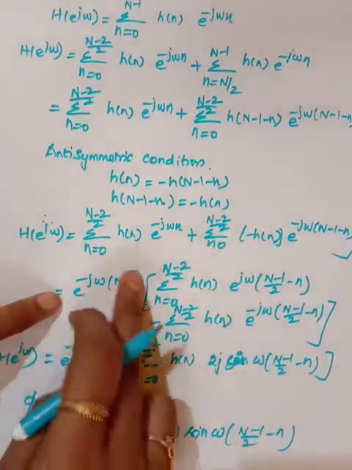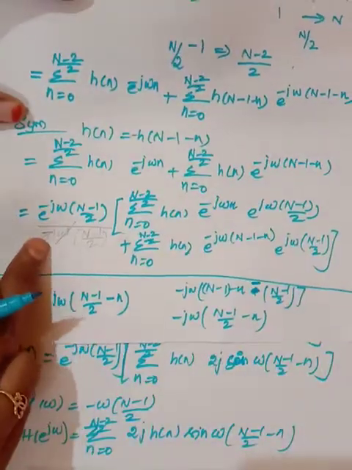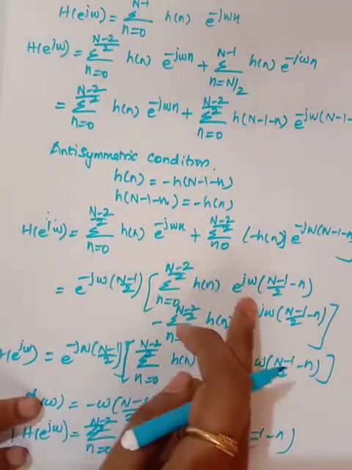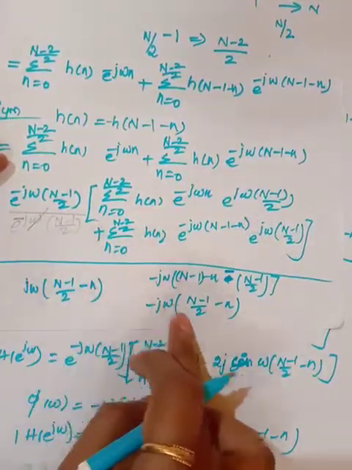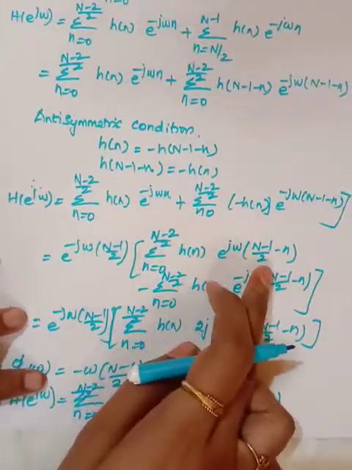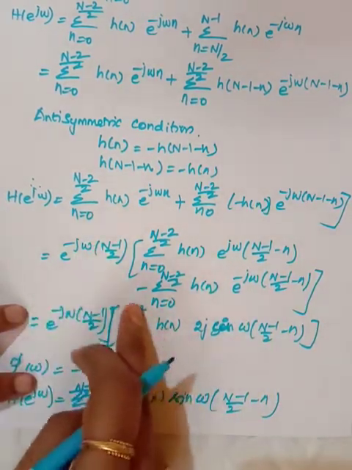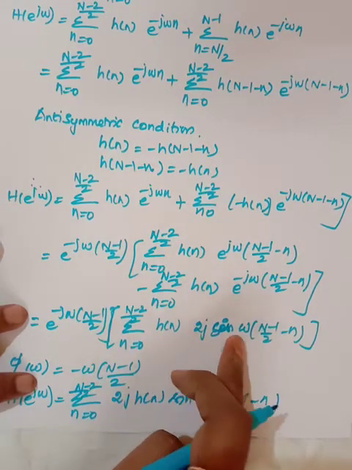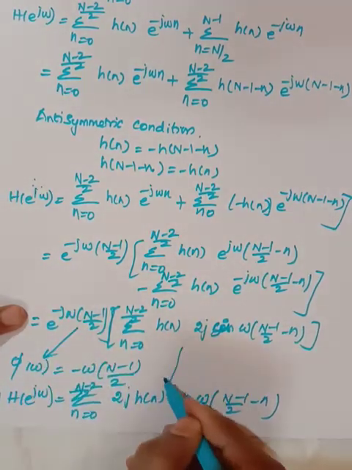I have substituted minus h of n instead of h of n minus 1 minus n. Then in order to face the phase delay, we multiply and divide by e power minus j omega, right? The same concept I did here, and after combining we will get this. So e power j omega n minus 1 by 2 minus n, and this minus summation. Combining these two terms, summation n equal to 0 to n minus 2 by 2 h of n 2j sin omega n minus 1 by 2 minus n. From this, this is your phase and this is your magnitude response.